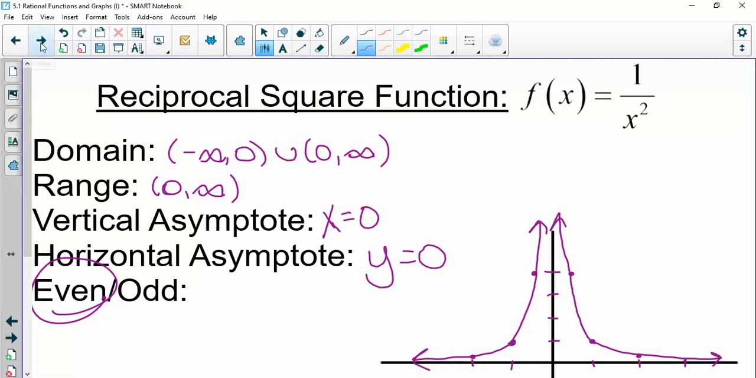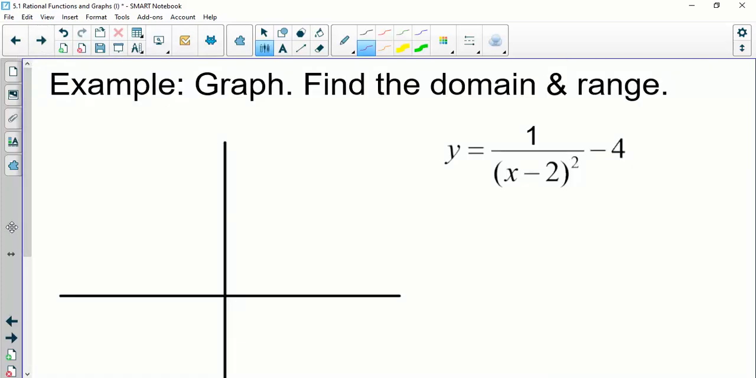Alright, let's do one transformation with these. So, I have an x squared. We're just doing a really rough sketch. I'm not going to make you do 3 exact points. We know that both sides give us a positive. So, the graph of the function is just something like this.